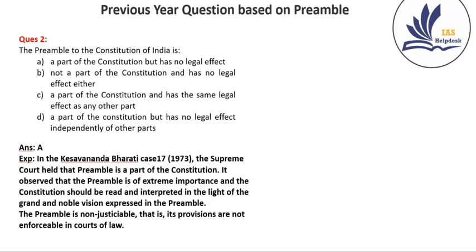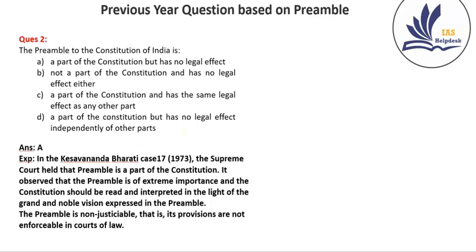Therefore, the bottom line is, in Keswanand Bharati case, the Supreme Court held that the preamble is a part of the constitution. It observed that the preamble is of extreme importance and the constitution should be read and interpreted in the light of the grand and noble vision expressed in the preamble. Also, the preamble is non-justiciable, that is, its provisions are not enforceable in the courts of law. So here the proper option, that is option A, preamble is a part of the constitution but has no legal effect, is the correct answer.